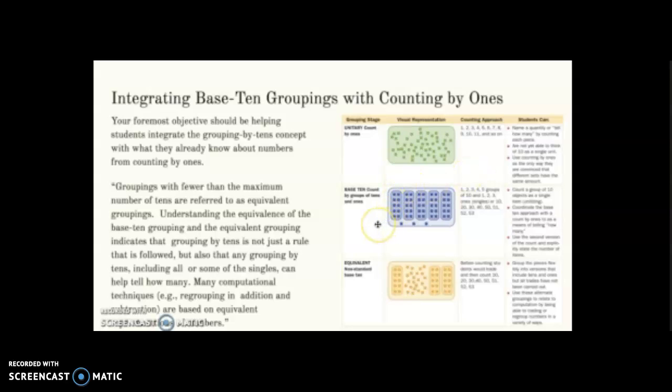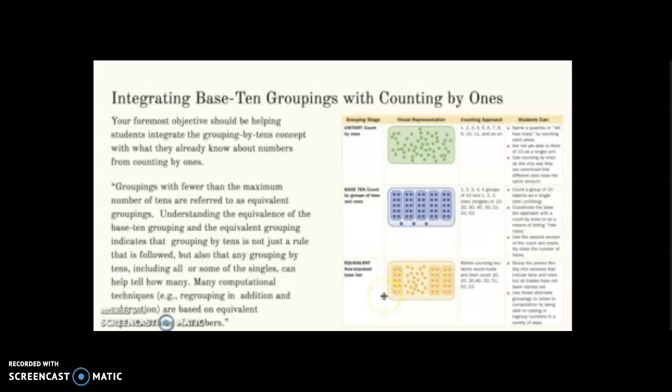The next group is base 10, count by groupings of tens and ones. So the visual representation now is we've got all of these ones and we start grouping them by tens. So one group of 10 ones represents 1 ten. Another group of 10 ones represents another 10. So now we have 1, 2 tens, 3, 4, 5 tens with a remainder of 3 ones.